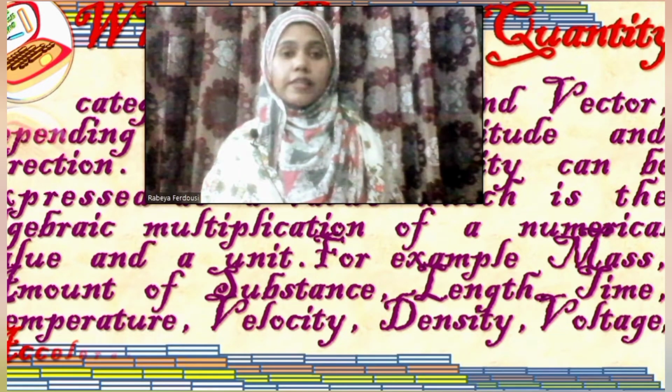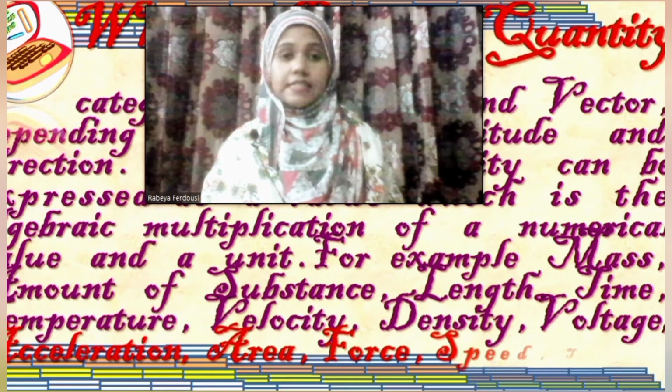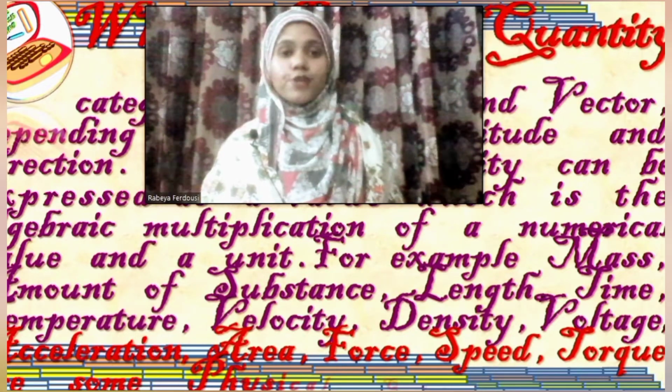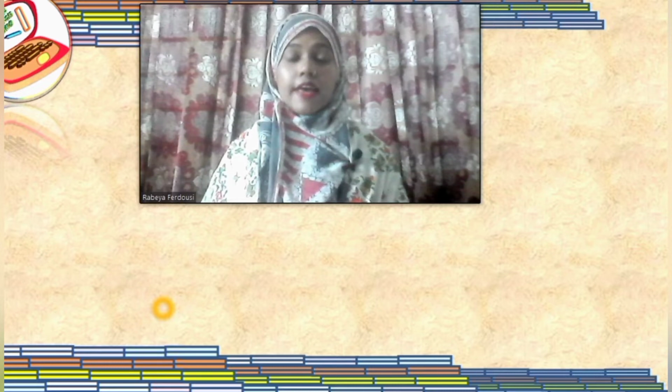Now we will discuss two types of physical quantities. These are scalar quantity and vector quantity. What is scalar quantity? A scalar quantity is a measure of quantity. A scalar quantity does not have any direction. It is totally described by magnitude or a numerical value.